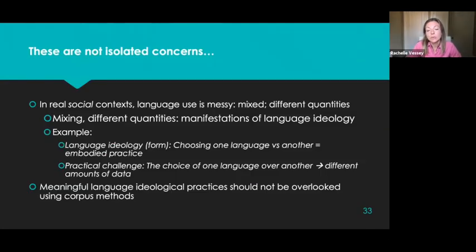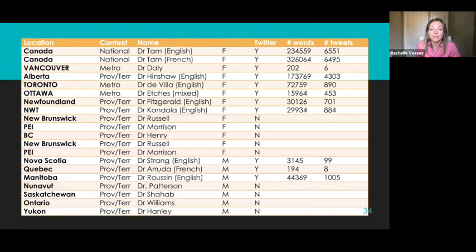Okay, and what I'm trying to argue more generally, just starting to wrap up here, is that these aren't isolated concerns. In real social contexts, language use is messy, it's mixed, it occurs in different quantities. And the mixing and the different quantities are manifestations of language ideology. So if we choose one language over another, for example, that's a form, I'm trying to say, of an embodied practice. But that presents a practical challenge. The choice of one language over another results in different amounts of data. And while that might inconvenience us as researchers, it's an important language ideological choice that's been made by the person who produced the texts. So meaningful language ideological practices should not be overlooked simply for the ease of undertaking corpus research.